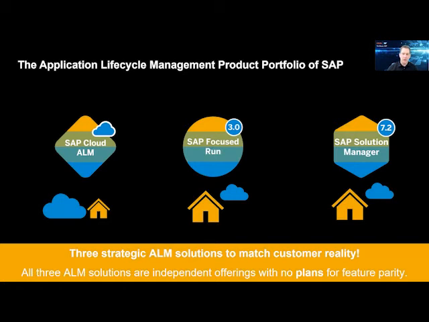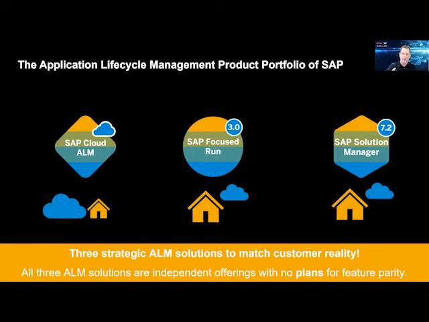And to do all of this at SAP, we have 3 pillars, 3 products or solutions that we offer to customers to support ALM. And each of those solutions matches a certain customer reality. So for example, if you are a customer who is completely focused on the cloud, mostly public cloud, then SAP Cloud ALM is a good solution for you because it covers exactly what you need in the public cloud today.